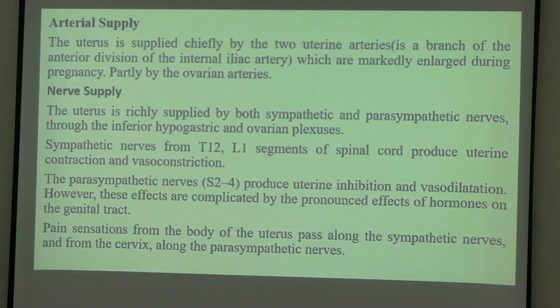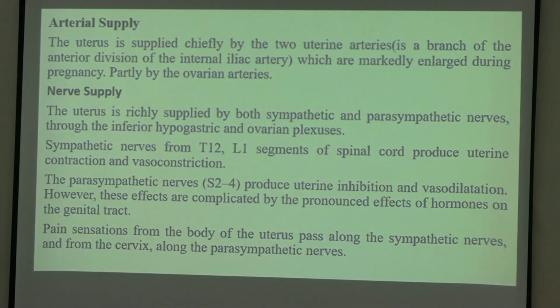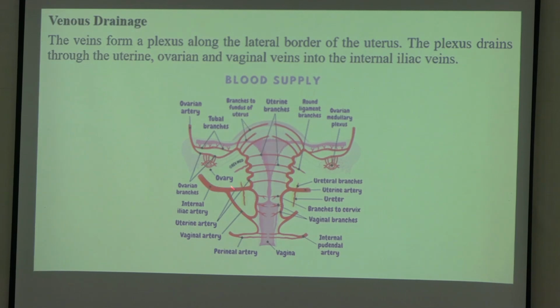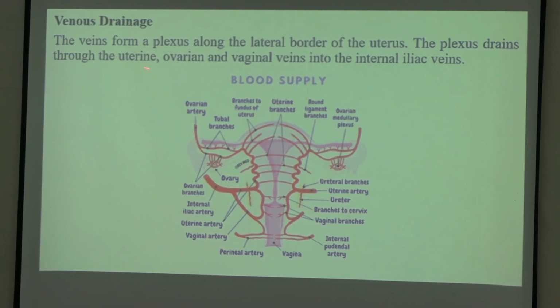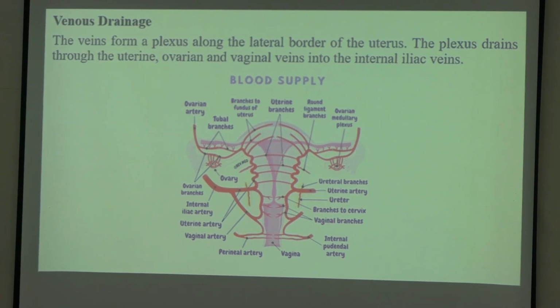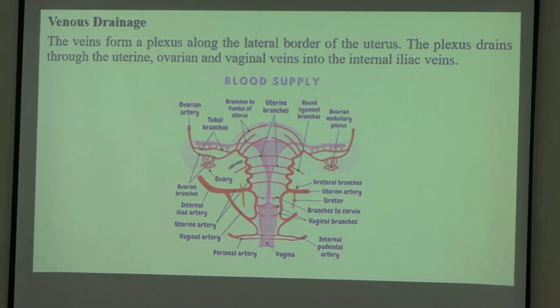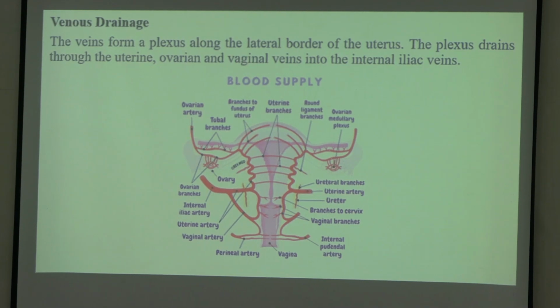Along with that, they also supply some part of the fallopian tube, and they supply the vagina also and the cervix. As you can see, this is the internal iliac artery. So this is the uterine artery, which is tortuous in nature. See, this is tortuous in nature, and this is the ovarian artery. So they are anastomosing on the lateral border, and then they are supplying the various parts. Okay. Now, in case of venous drainage, the plexus is formed, which is draining into the uterine, ovarian, vaginal veins, and ultimately they will drain into the internal iliac vein. Okay. So that is the blood supply.